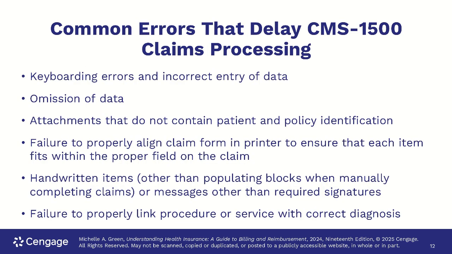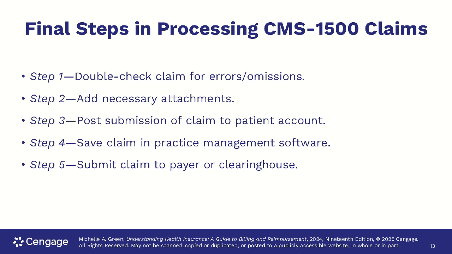All right, so there are some common errors that delay claim processing. So, of course, you always have human error, inputting the wrong information, leaving out some information. You submit an attachment that doesn't identify the patient. When you are using a paper form, you don't align the paper properly, right? Handwritten items other than the signature, right? So, not having medical necessity, linking the diagnoses to the procedure, right? Just little things can delay the claim.